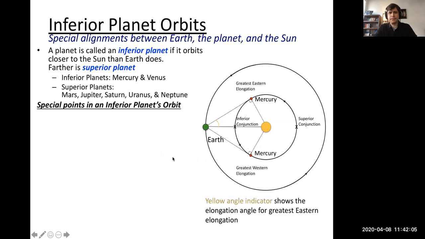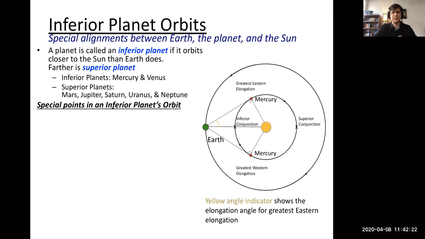So our inferior planets, the ones that orbit closer to the sun than Earth, are Mercury and Venus. Our superior planets, the ones that orbit farther away from the sun, are Mars, Jupiter, Saturn, Uranus, and Neptune. So I want to start by talking about inferior planet orbits.